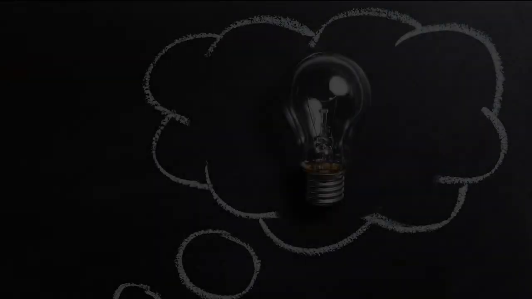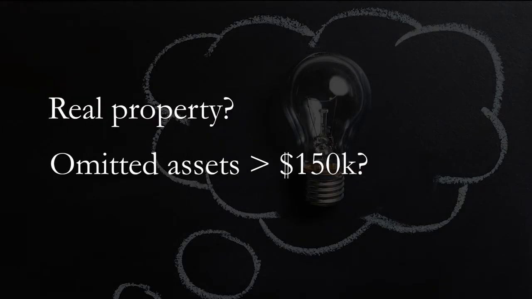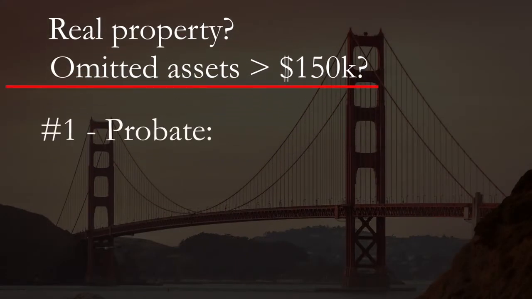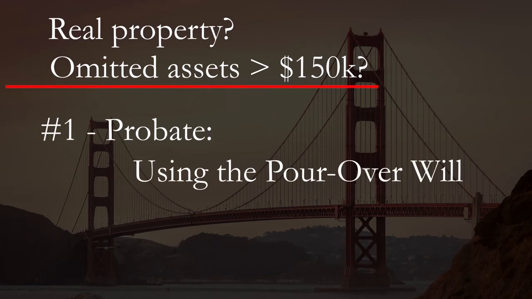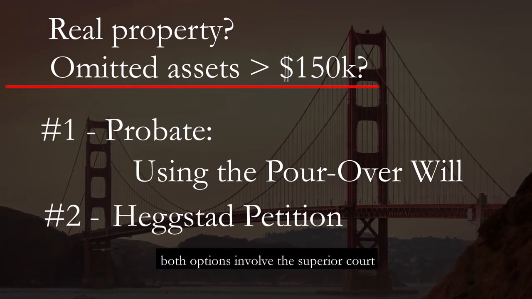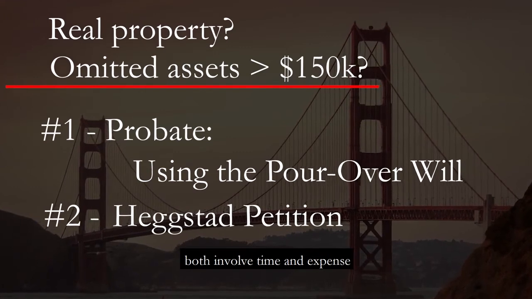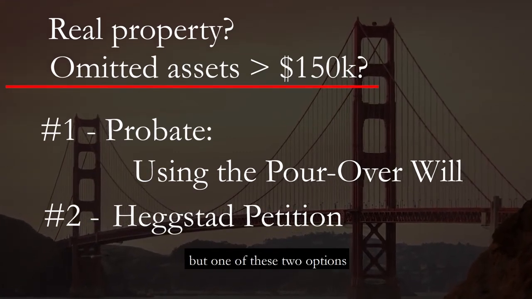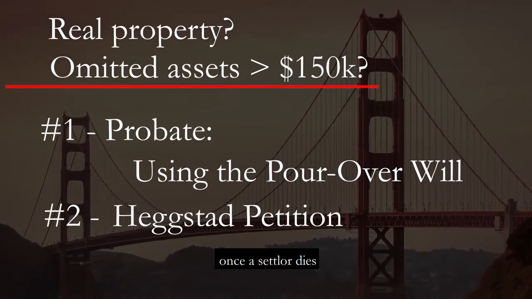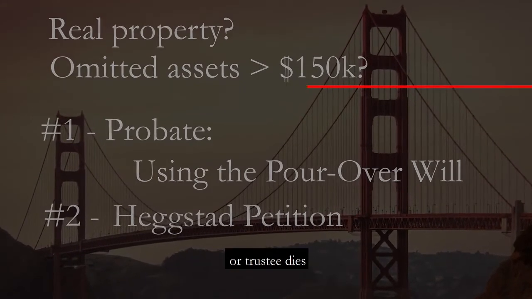In cases involving any real property or assets totaling above the $150,000 threshold, in California we generally have two options. One is a probate using the pour-over will that is associated with the person's living trust. Or two, we can petition the court through a Heggstad petition. Both options involve the Superior Court. Both involve time and expense. But one of these two options can usually ensure that all omitted assets are added to a trust once a settlor dies or a trustee dies.